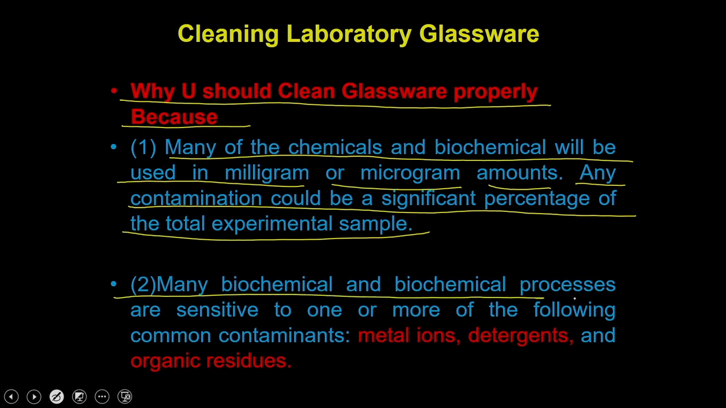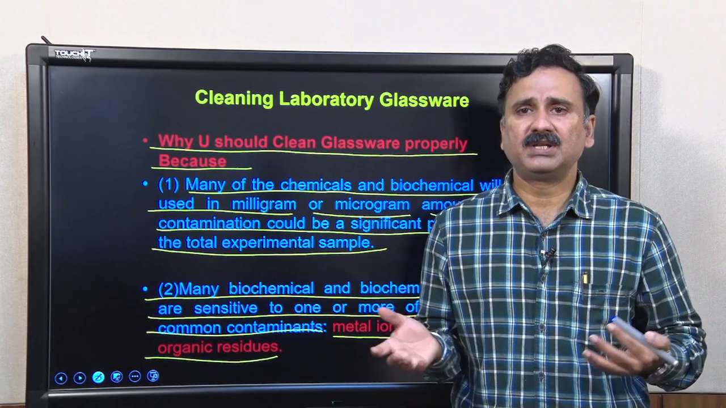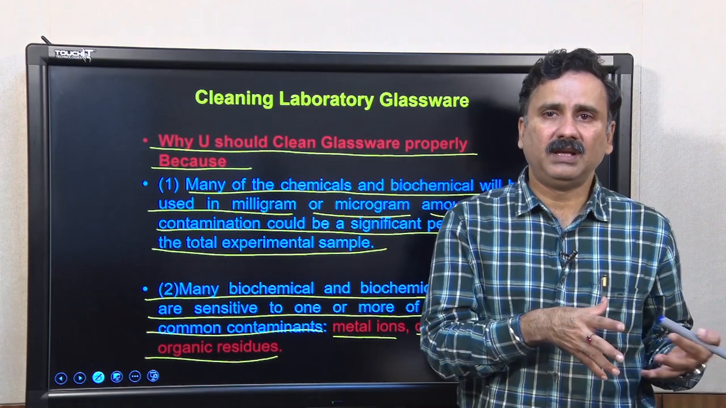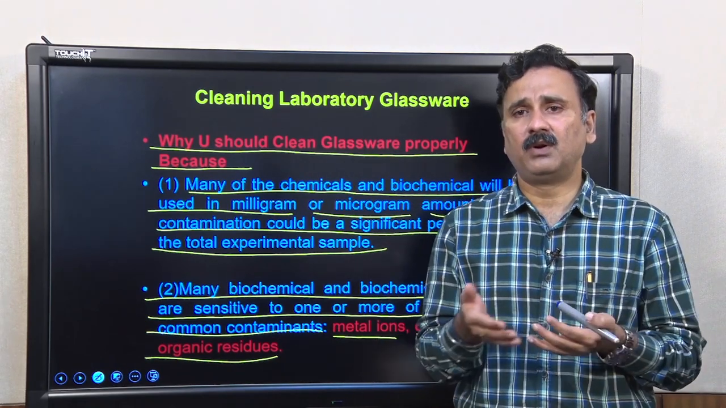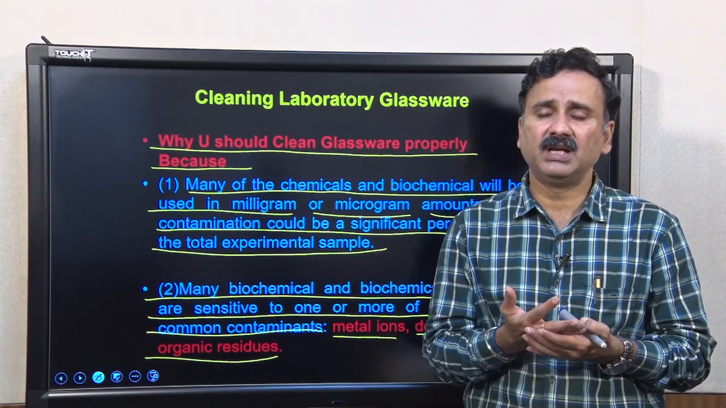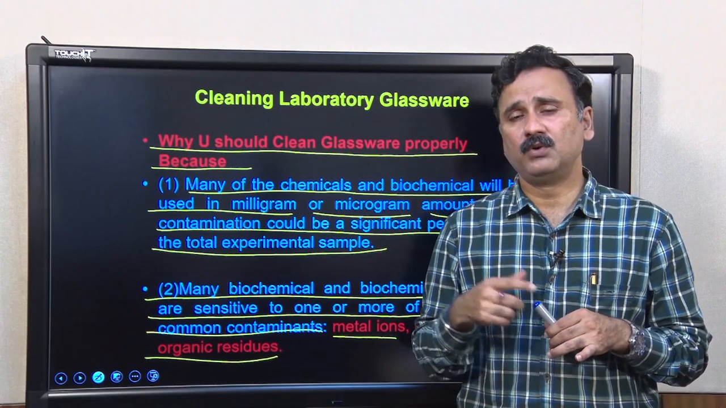Many biochemical processes are sensitive to one or more of the following common contaminants: metal ions, detergents, and organic residues. Since biochemical reactions as well as life sciences work like cells are very sensitive even to minor contamination of these materials, we have to be very, very careful that we clean the glassware very thoroughly before we use it.